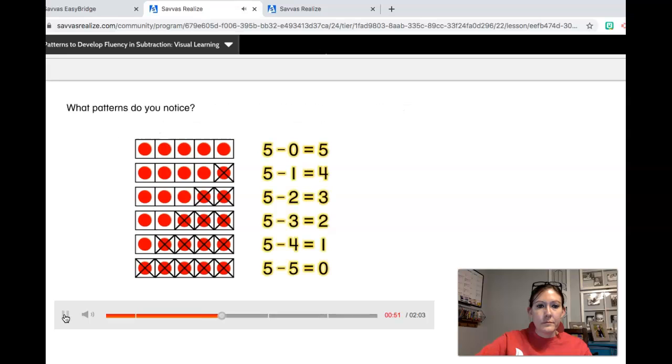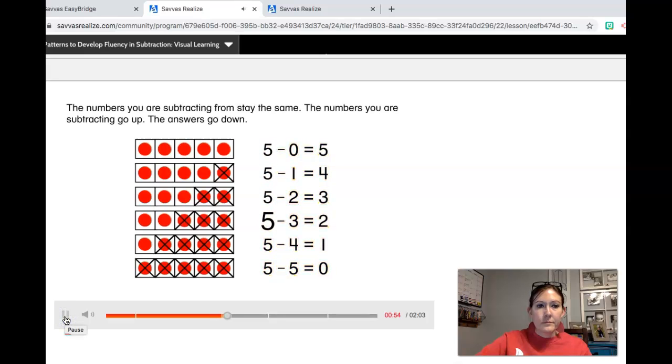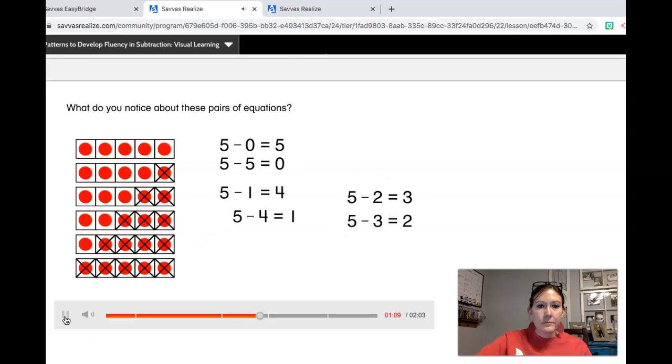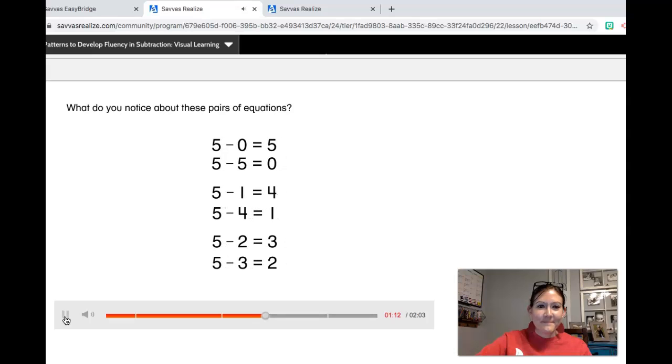What patterns do you notice? The numbers you are subtracting from stay the same. The numbers you are subtracting go up. The answers go down. What do you notice about these pairs of equations? The numbers that are taken away are switched with the numbers that are left. How are the equations in the pairs alike? Both equations in each pair start with 5.